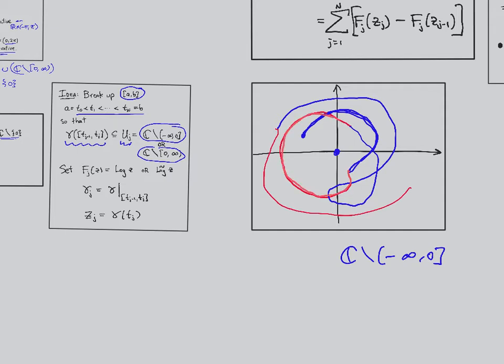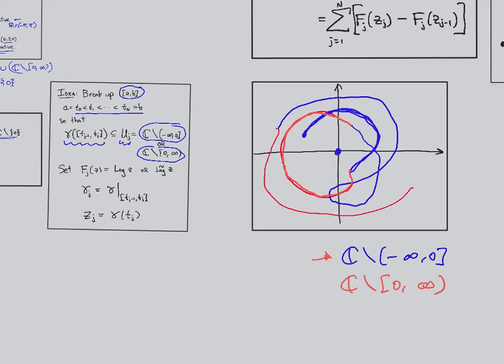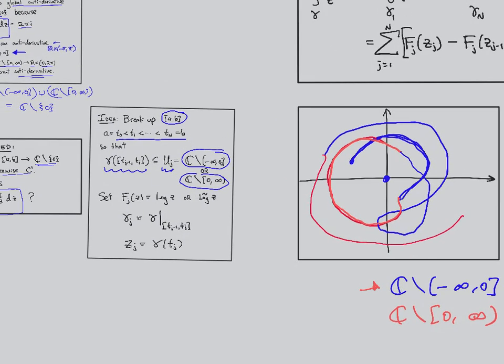So then I'll just say that it sits inside of the plane minus the positive reals, and then when it starts to get too close to the positive reals, I'll switch to this, and I switch back and forth as I need to. So the idea is we can break up our interval into such small pieces that gamma restricted to these pieces will sit in one of these two sets on this tiny subinterval.